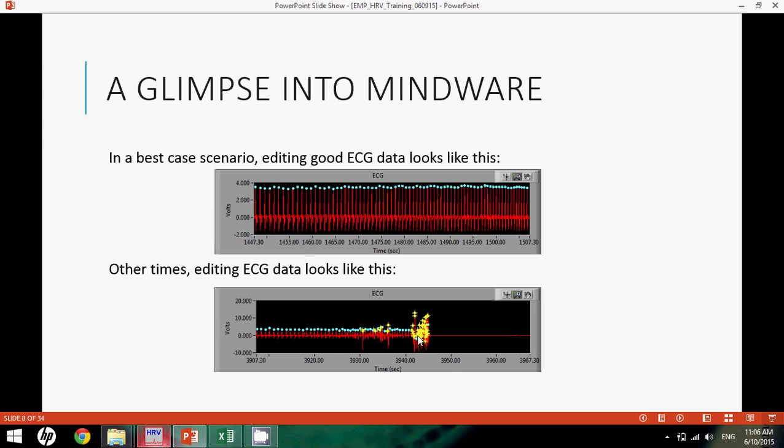So I gave a little glimpse already into the ECG data, what Mindware looks like. In an ideal circumstance, you're going to have the program perfectly mark everything. You're going to have all your R spikes already taken care of. In other sequences, you're going to have a bunch of mess, basically, where artifacts show up within the context of the data. We'll go over in detail within future video modules how to deal with these issues when they're not perfect. But I just wanted to give a look to see what Mindware actually looks like.